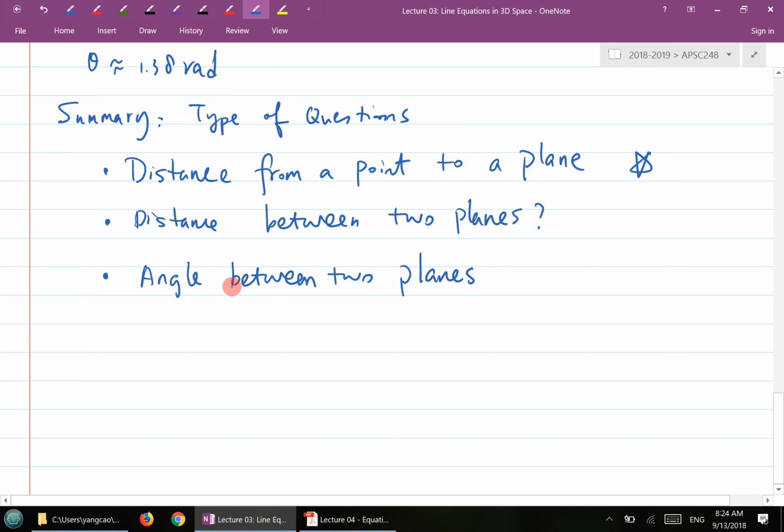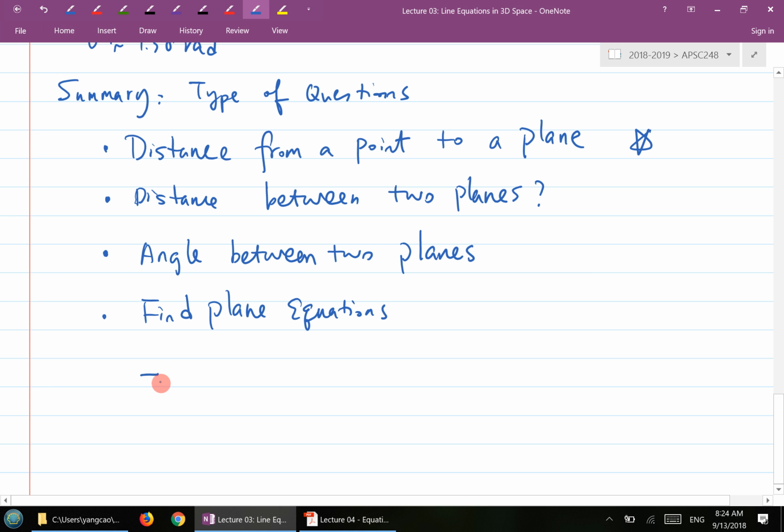Now, of course, there's another category of question, which is purely asking to find plane equations. Which means you will be given some kind of conditions here. For example, very simply, you might be given a point and a normal vector. If you're given a point and a normal vector, then things are already solved. All you need to do is substitute into the formula, and you get your plane equation.